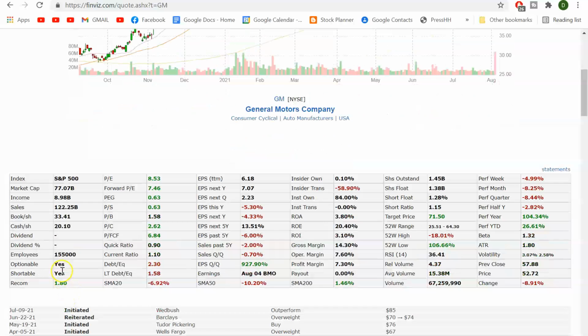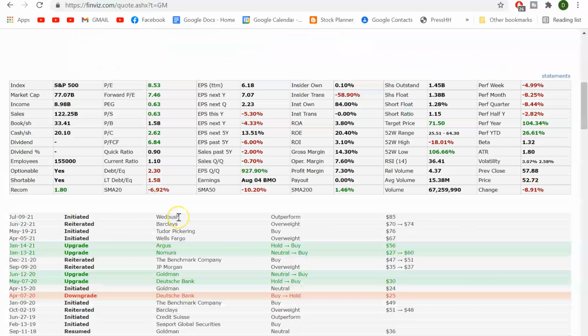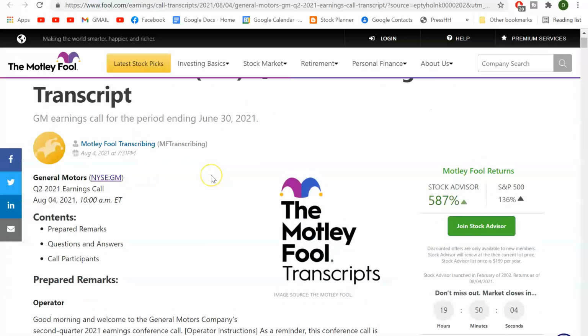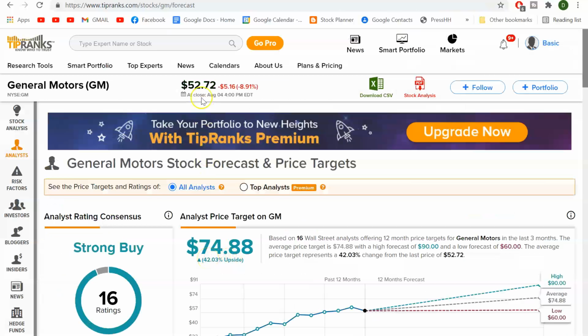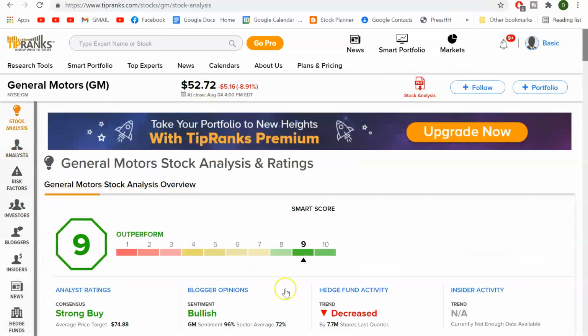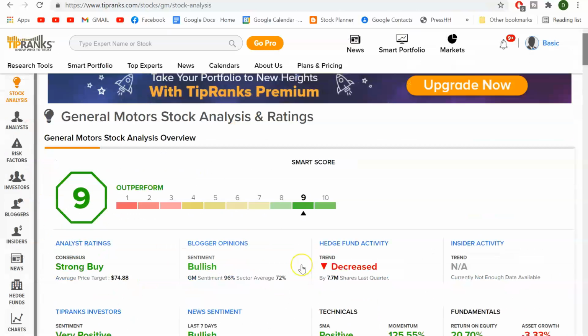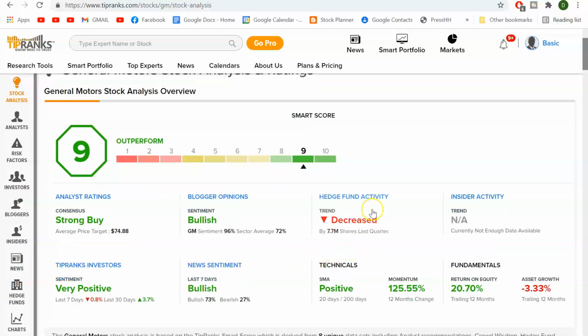It has a buy rating, it's optionable and shortable, and it trades in enough volume that we can get in and out. The last upgrade or downgrade is to outperform, $85. That's in line with Finviz. They had an earnings call this morning. GM says it's going to go to 74. Again, some distance to go. Strong buy, a ranking of 9, that's very good. Hedge fund activity has decreased a bit.